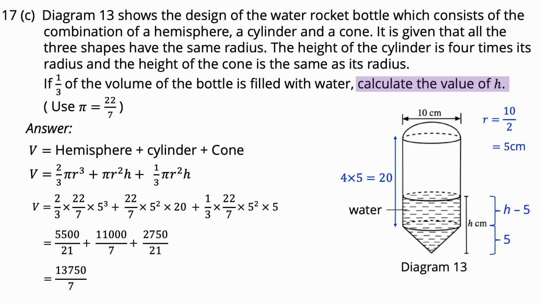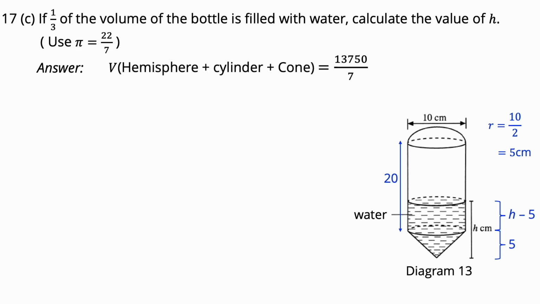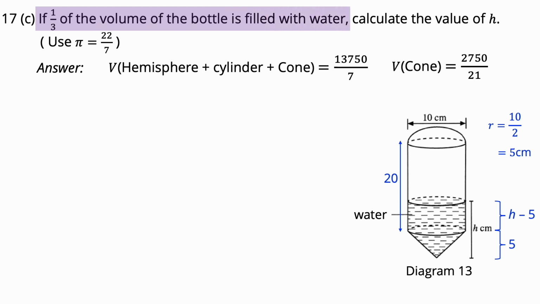Step 2. Calculate the value of h as shown in the diagram. The total volume, 13,750 over 7, and the volume of cone, 2,750 over 21, have been determined. If 1/3 of the volume of the bottle is filled with water, the volume of water filled is 1/3 of 13,750 over 7, which equals 13,750 over 21.